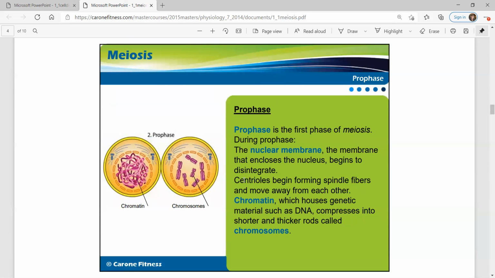Prophase is the first phase of meiosis. During prophase, the nuclear membrane, the membrane that encloses the nucleus, begins to disintegrate. Centrioles begin forming spindle fibers and move away from each other. Chromatin, which houses genetic material such as DNA, compresses into shorter and thicker rods called chromosomes.